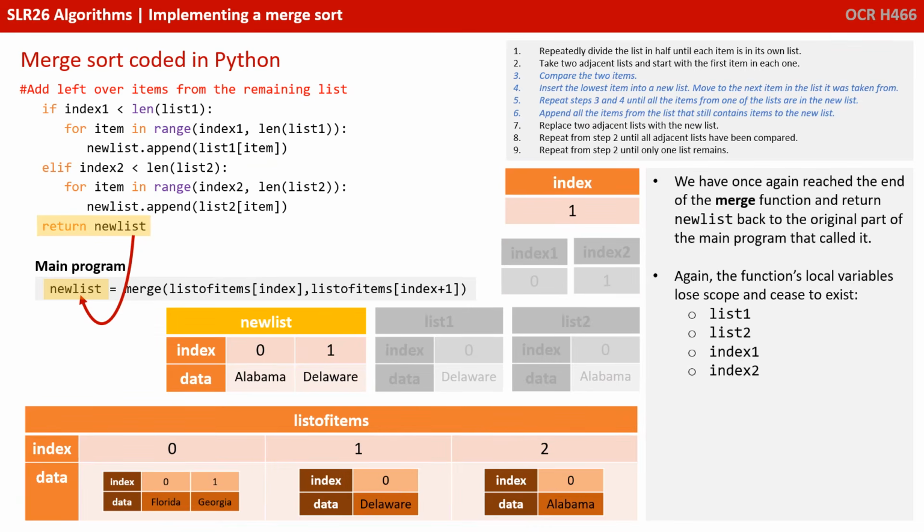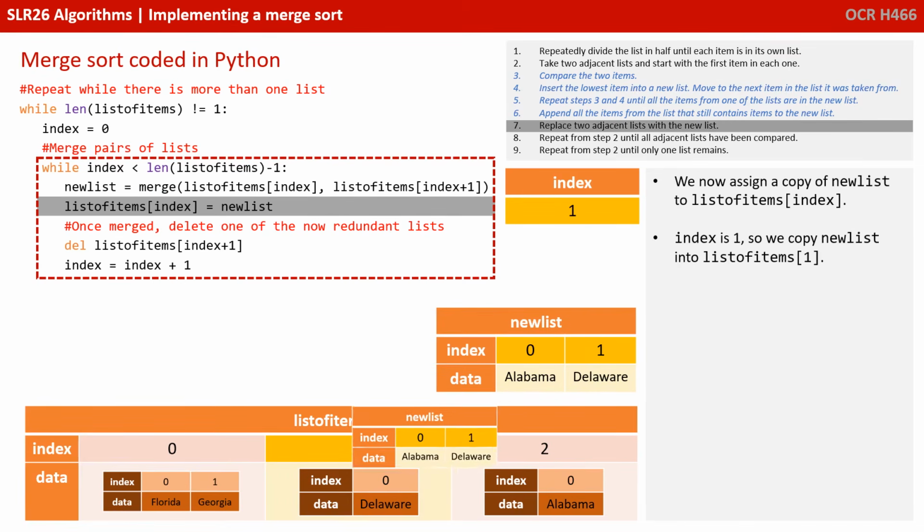We once again have reached the end of the merge function and return new list back to the original part of the main program that called it. Again, in doing so, the function's local variables lose scope and cease to exist. We now assign a copy of new list to list of items index. As index is 1, we copy this new list into list of items element 1.